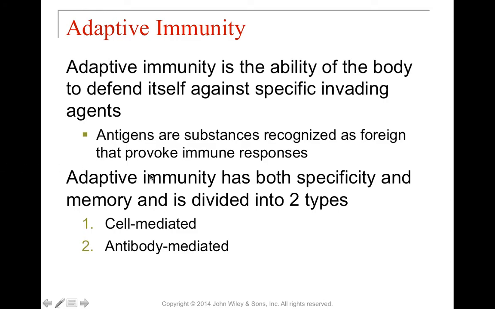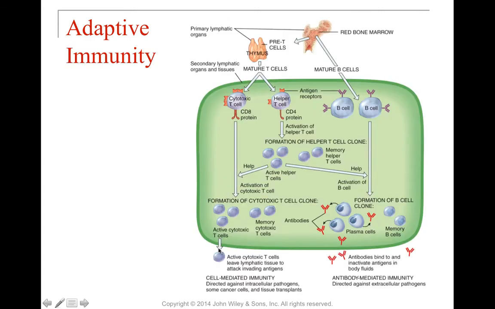Again, adaptive immunity has both specificity, as I mentioned, is going to have an antigen antibody response, and also memory. This is going to allow us to be able to mount an immune response more quickly that second time that we see our foreign invader. And it's divided into two major types, cell-mediated and antibody-mediated. It's also divided along two specified cell lines. So cell-mediated is going to be the T cells, and antibody-mediated is going to be B cells.